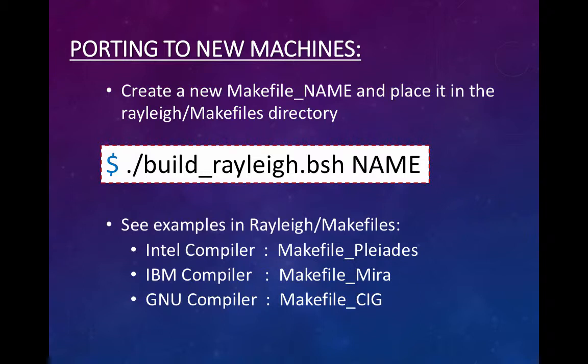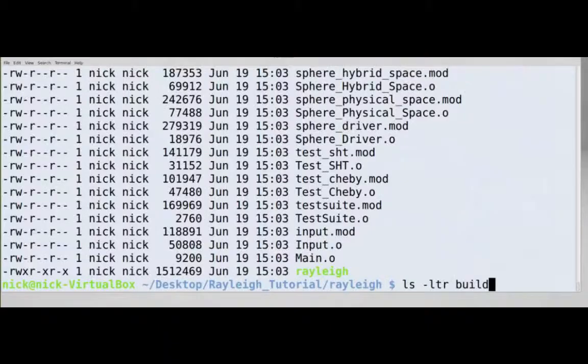Okay. So typically, if you want to port to a new machine, you're going to take one of the makefiles in the makefiles directory, and we'll look there in just a second, and you will make a copy of it and modify it, and you'll give it some suffix. Then when you want to build it, you just pass that name that you gave your makefile to the build script. There are some examples in here, the three important ones. There's an Intel compiler example for Pleiades, an IBM compiler example for Mira, and then a GNU compiler example, which we just did.